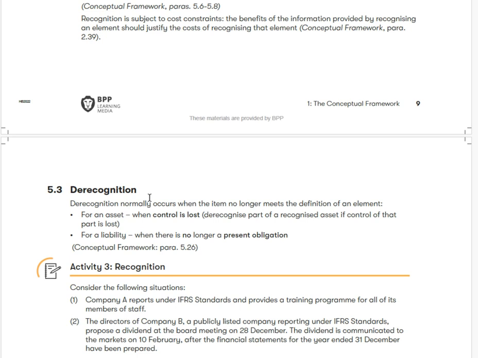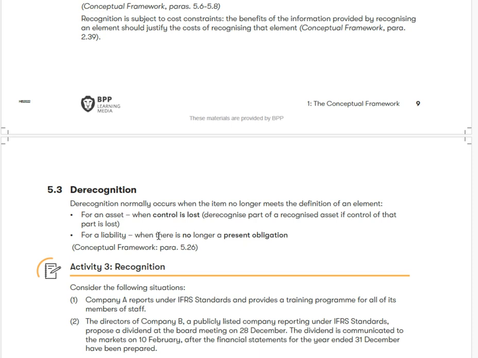Then what is derecognition? Derecognition normally occurs when the item no longer meets the definition of an element. For example, for an asset, when the control is lost, that means you sell the asset or you write off the asset. That means there is no future economic benefits from the asset. It's used and it's damaged, then it can be derecognized because it no longer meets the definition of an asset. It loses its status as an economic resource. Then it has to be derecognized.